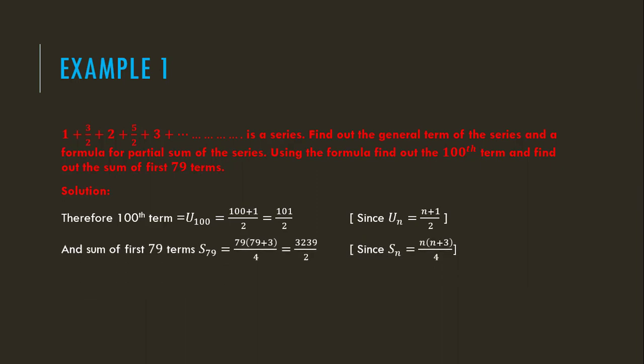And also, to find the sum of the first 79 terms, that is the partial sum up to 79 terms, we have to use the formula of Sn, which we generated on our previous slide, that is Sn equals n into (n plus 3) divided by 4. So S79 equals 79 into (79 plus 3) divided by 4, which is 3239 divided by 2.